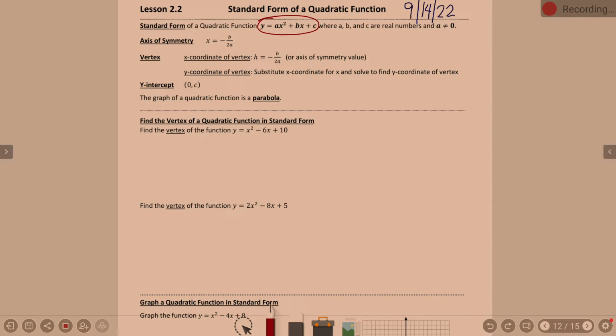Okay, so let's look at our first example. They ask us to find the vertex. Okay, baby steps. We're not going to jump right into graphing. Find the vertex. Well, in order to know the vertex, what do we have to know before we can find the vertex? I heard it whispered. Axis? Axis of symmetry? Axis of symmetry.